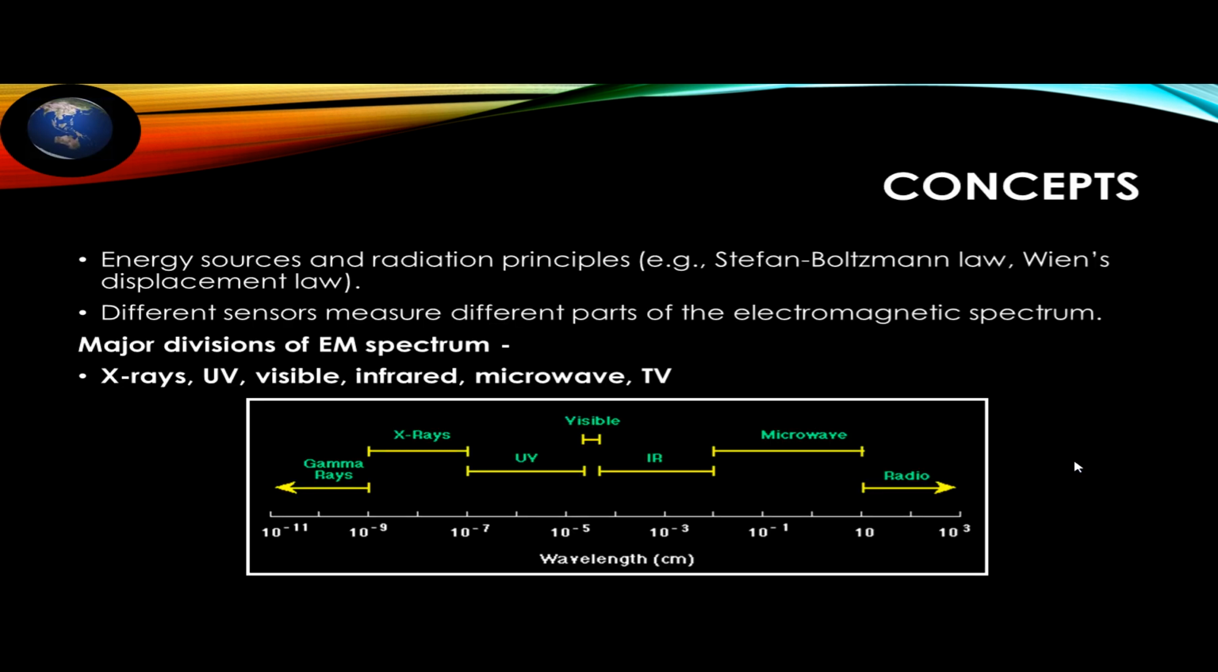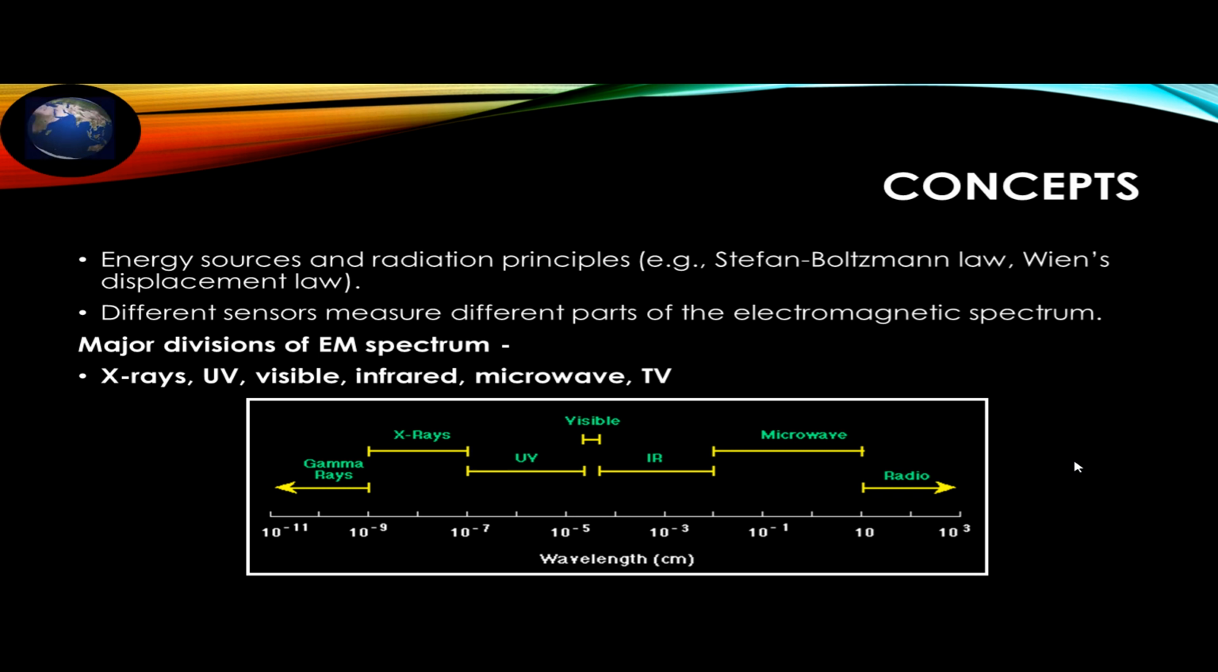So the concept of electromagnetic radiation and the principle behind this is the energy source and radiation principle, based upon the Stefan-Boltzmann law, Wien's law, and Planck's law. So these are the different laws in electromagnetic radiation which you should know.